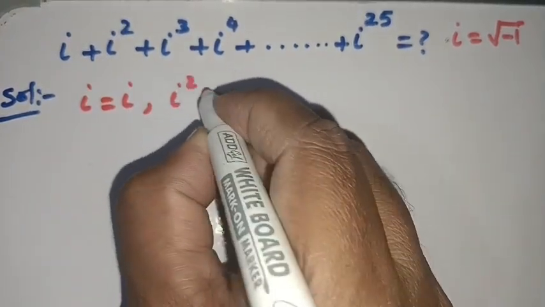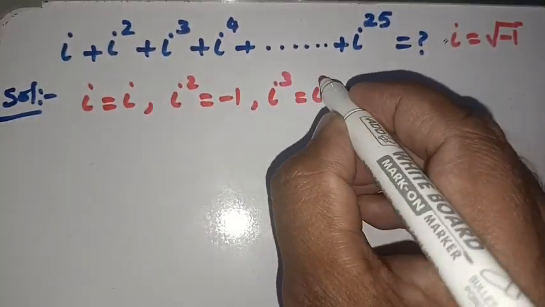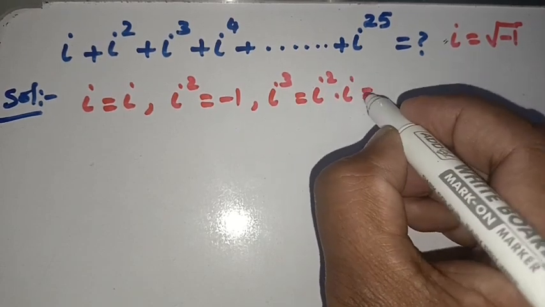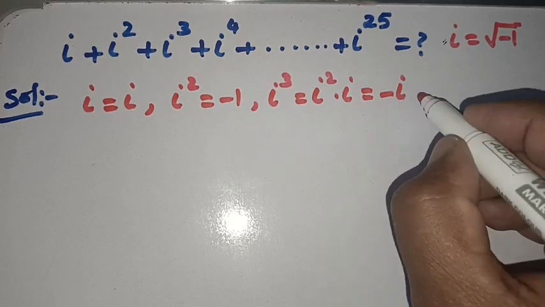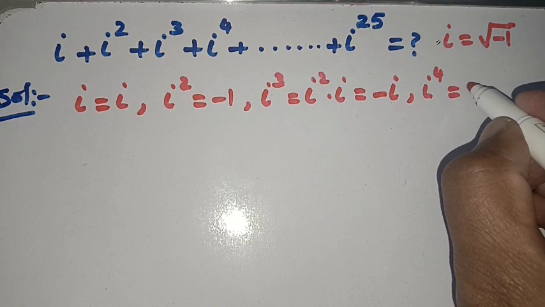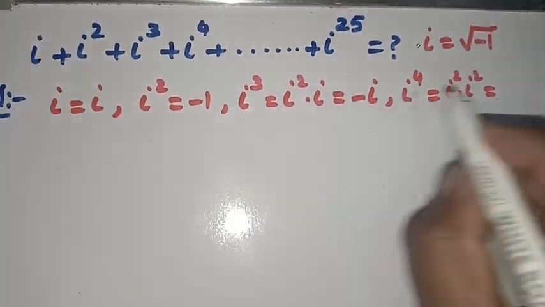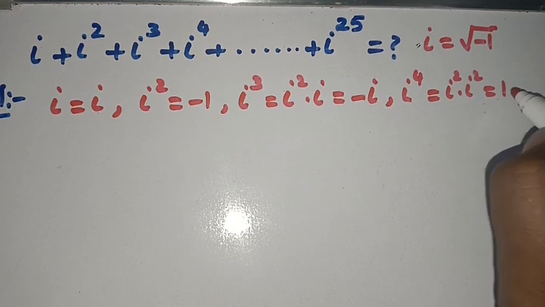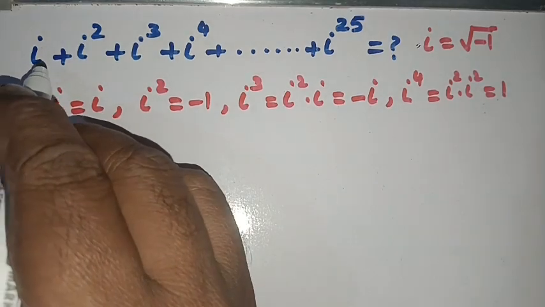We also know that i squared is equal to minus 1, and i cubed is equal to i squared into i, and i squared is minus 1, into i is minus i. In the same way, i to the power of 4 is i squared into i squared, and minus 1 into minus 1 is plus 1. So these four values we remember: i, i squared, i cubed, and i to the power of 4, and we can solve this problem and find the value of this one.